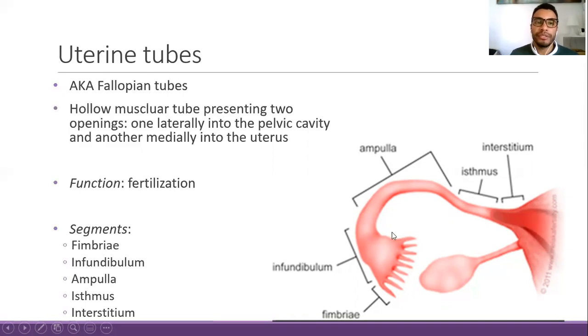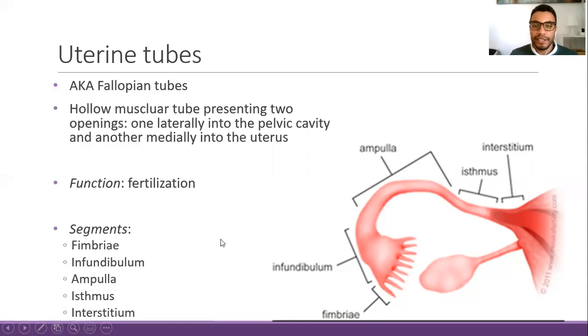The main function of the uterine tubes is fertilization. So the male gamete travels through the uterus and will reach the uterine tubes. When the follicle released by the ovary gets inside the tube, the fertilization occurs here. The uterine tubes have some segments or regions.